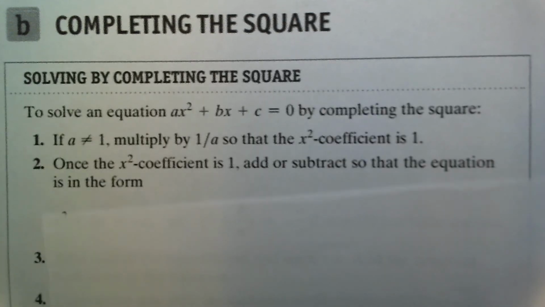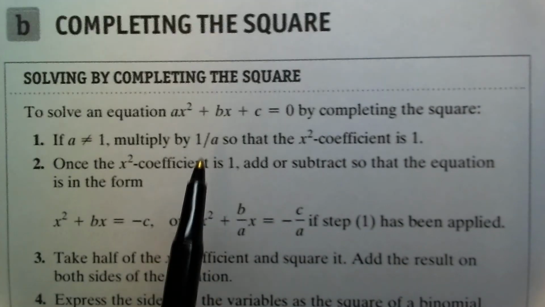So far, the only technique we've learned for solving quadratic equations is factoring or using the square root principle. The third way to do this is, well, it's kind of a combination. It's called the method of completing the square. So here are the steps.